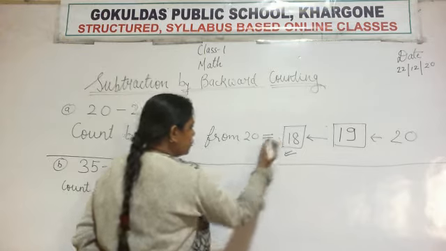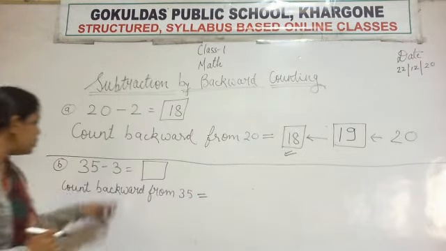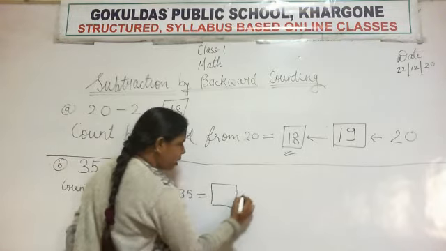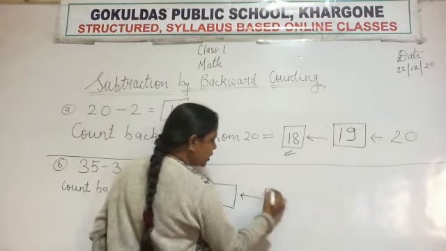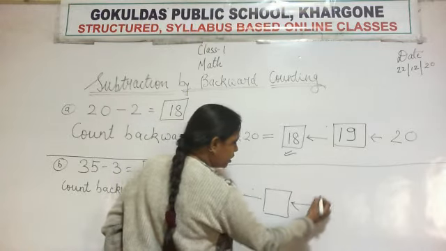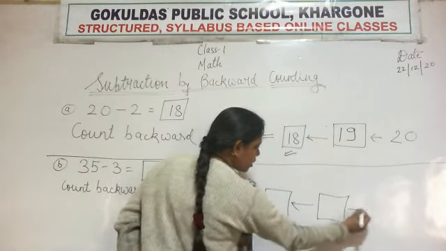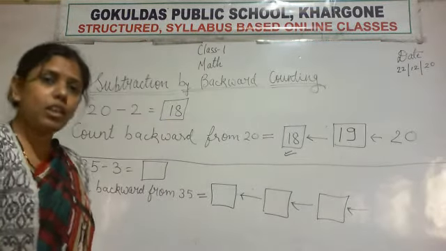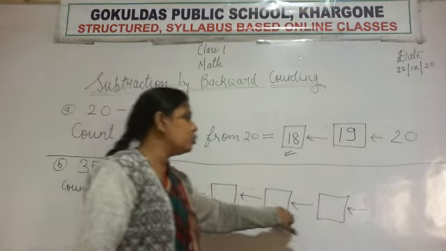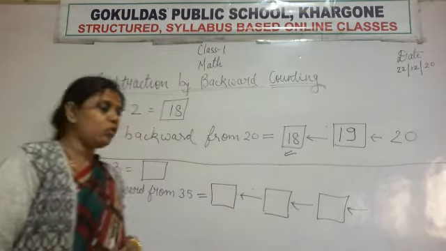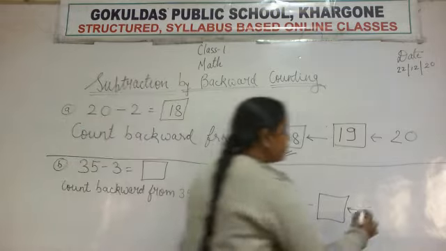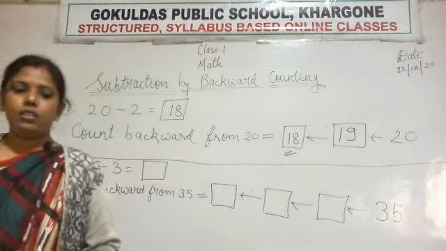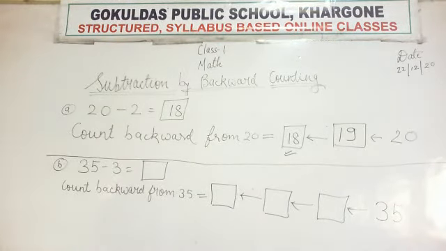We have to make here the sign of equals to. How many numbers do we have to count backward? 3. So make here 3 boxes. Write the arrow in this direction. Why? Because we are doing backward counting. Therefore, the sign of arrow should be in the backward direction. In subtraction, we are doing backward counting, so the arrow should be in the backward direction. पीछे की तरफ. Okay. Now which number will come here? Here we will write 35. First you do this much, then we will solve it. Write fast.